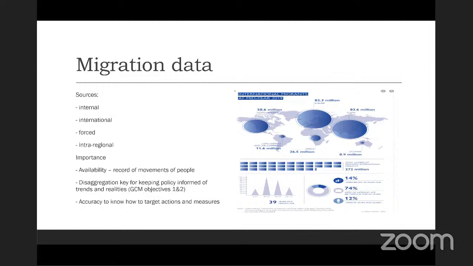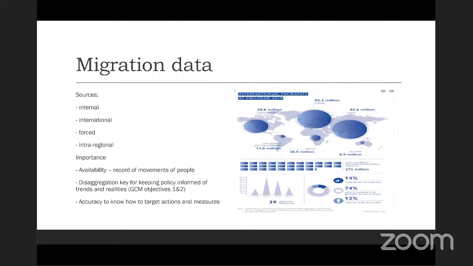It's important to record how people are moving. It's also important to record that disaggregated data is essential to keeping the policy informed of trends and the realities, so that the policy really speaks to what's happening literally on the ground, how people are moving. The accuracy is absolutely necessary. And like we've talked about, these different categories, who are seasoned workers, who are not.